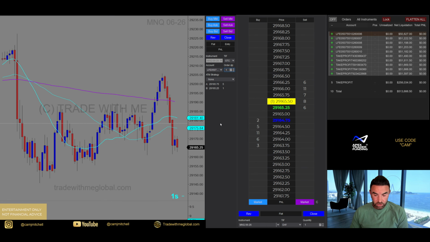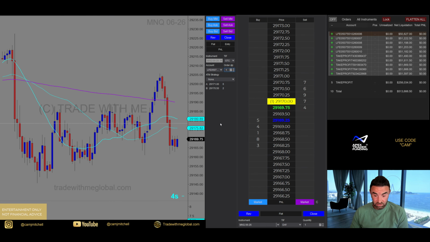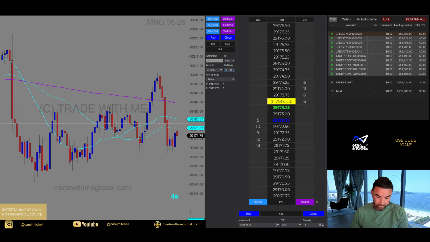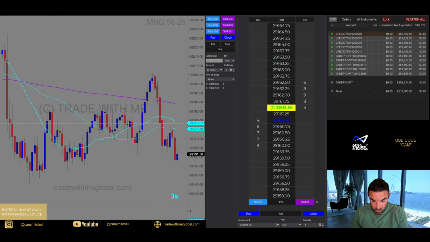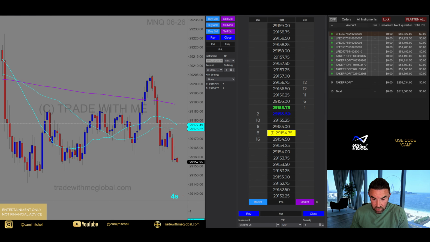Now, what we could do is we could just hold here and just stay in a range and wait for momentum to catch up, but it's a pretty big gap down. What do we got? Yeah. So that's the level here. Okay.